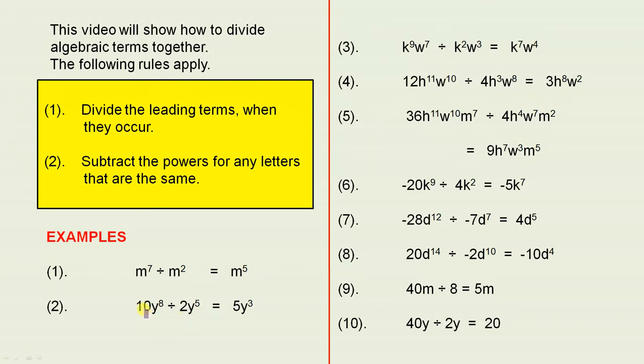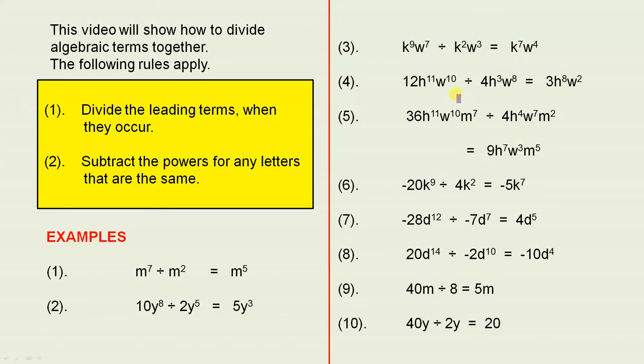For number 2, the leading terms are 10 and 2, so the division here gives us 5. And 8 minus 5 gives us 3. Over here, we've got an interesting one because we've got a few letters here. So we have k to the 9th and k squared, so 9 minus 2 is 7, so that's k to the power of 7. And for the w's, we have 7 minus 3 is 4, so that's the answer.